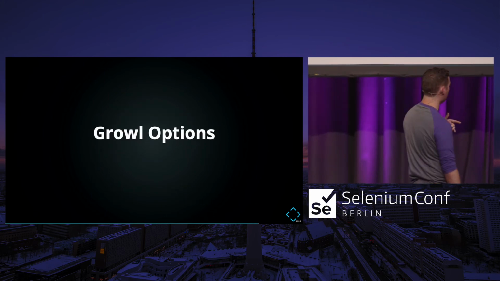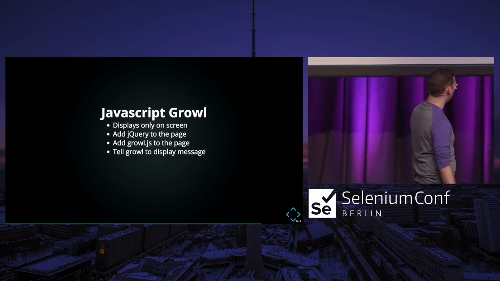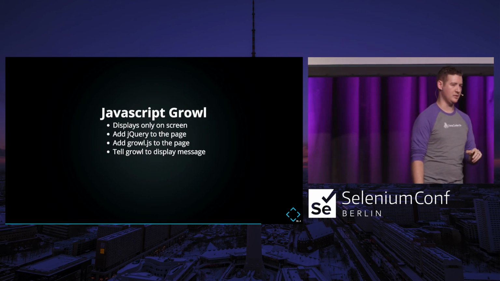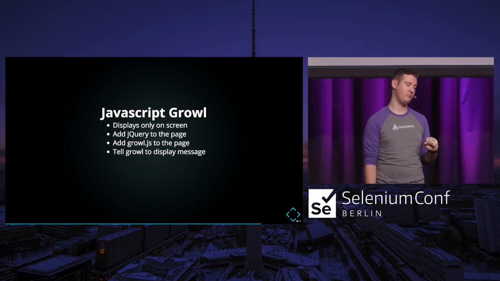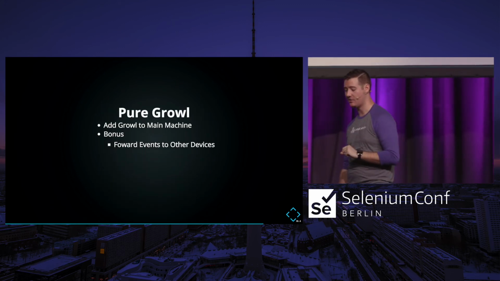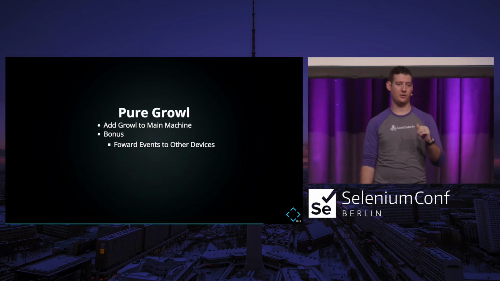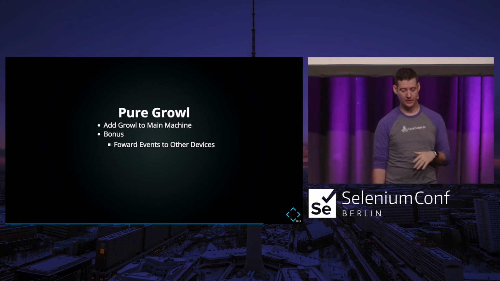Their options are you can use JavaScript and load jQuery onto your page, load up growl.js and tell Growl to load it up. I don't find that quite useful. I find the pure Growl, which allows you to forward your notifications to other machines, a whole lot better.